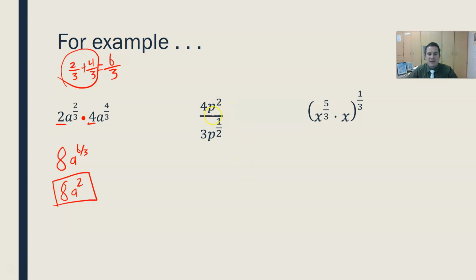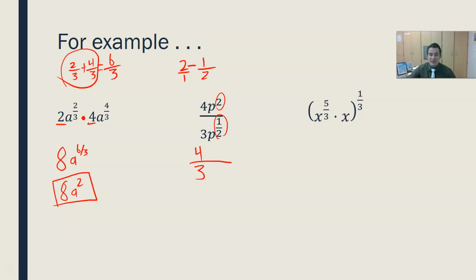How about 4p squared divided by 3p to the 1/2? Well, when I divide exponents with the same base, I'm going to subtract them. So like my 4 and my 3 will stay the same. That fraction I divide as per usual, but it doesn't reduce. With these exponents, I'm going to have to subtract: 2 minus 1/2, or 2 over 1 minus 1/2.